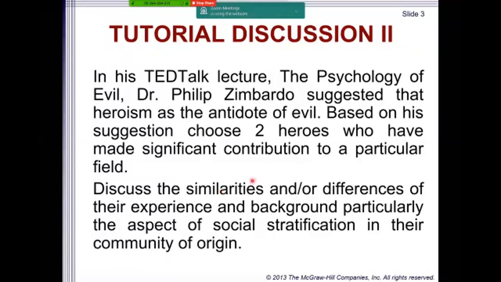Okay, so you can either talk only about their similarities or only about their differences, or you can talk about both. Okay, both. Okay. So this is the question. But first you need to know what is social stratification.